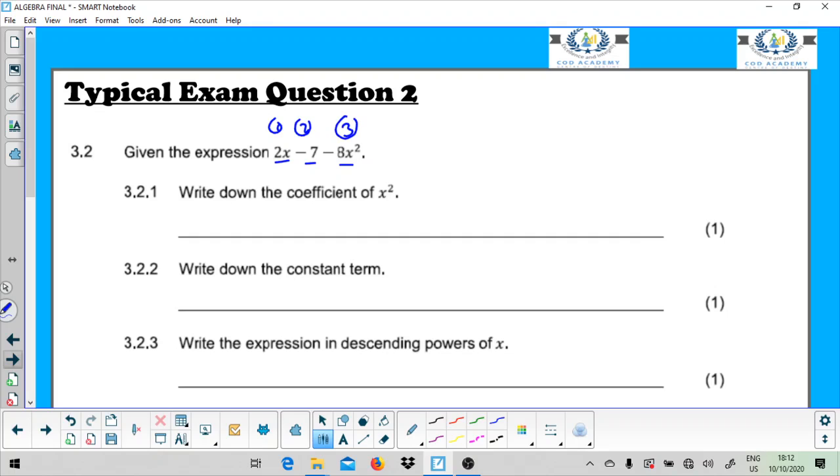So what is the coefficient of x squared? As you can see, it's negative 8x squared that you see. So the coefficient is the number just before the x squared. And in this situation, it would be negative 8. Write down the constant term. Which term there of the 3 terms we labeled does not have x? Well, that would be negative 7. Okay.